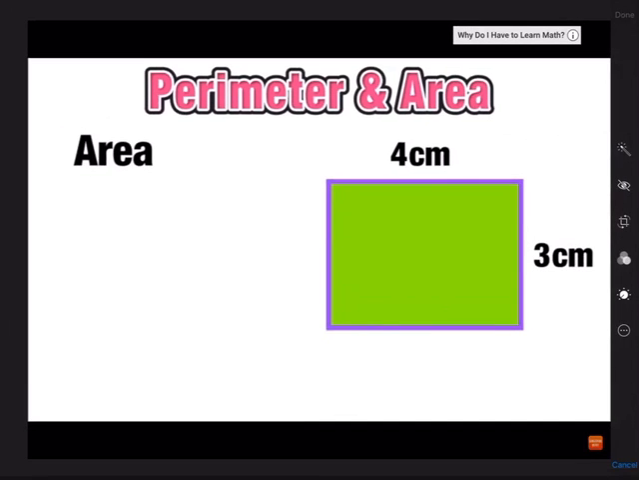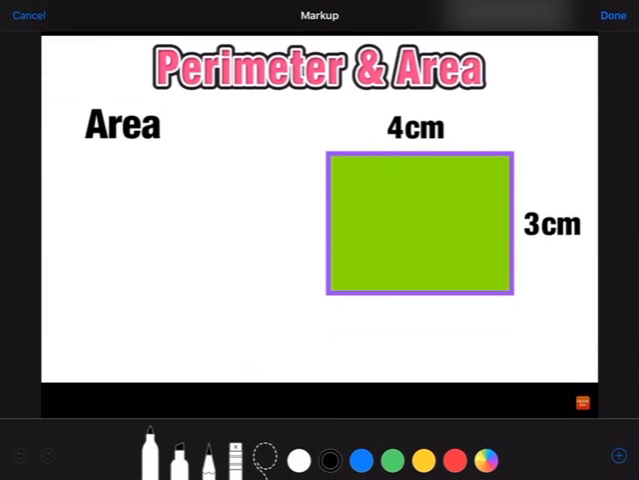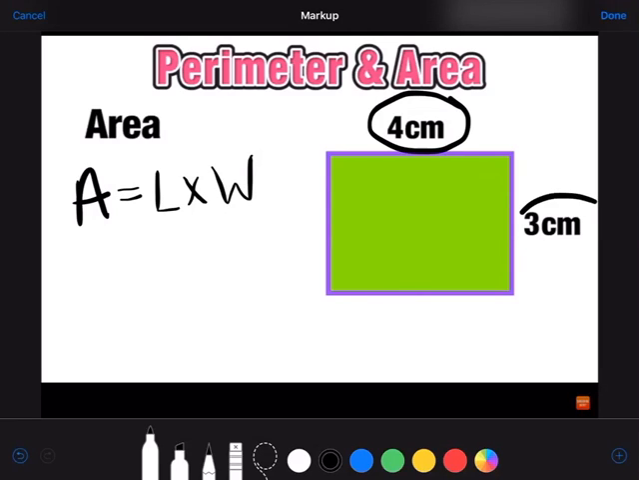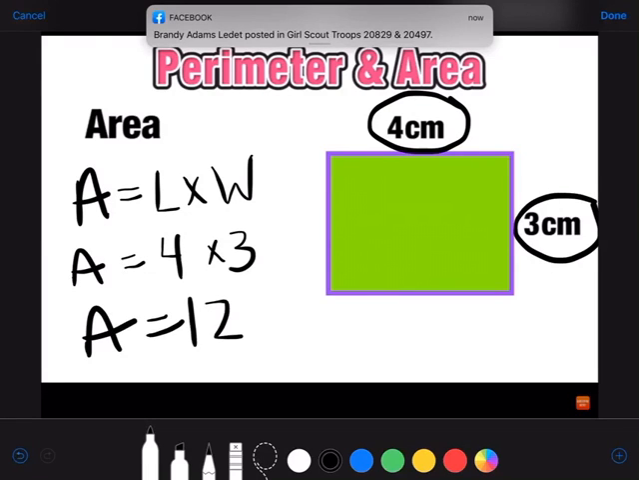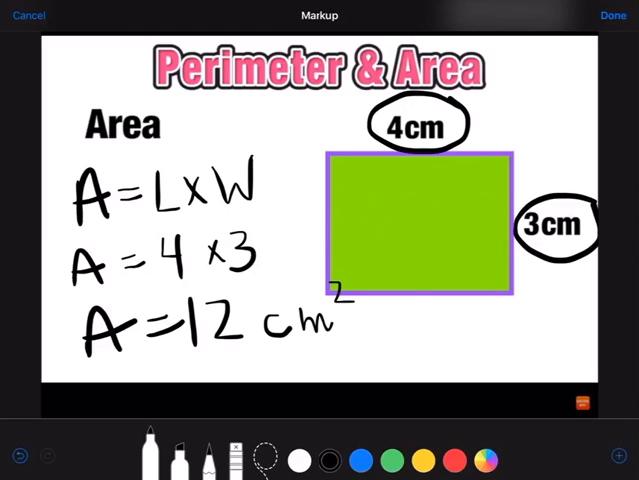Now the next way to do this would be the way that they taught you, which is to use the formula. So you would say area equals length times width. So we could say area equals 4 times 3, or area is equal to 12 square centimeters. So that's for sure the faster way, length times width. And that's going to work whether it's a square or a rectangle.